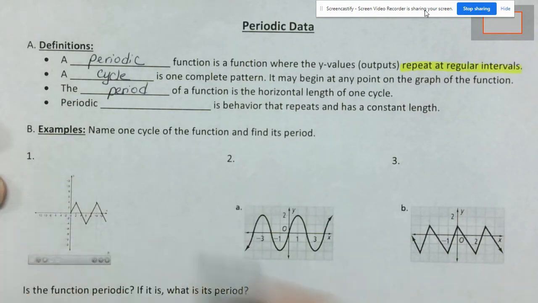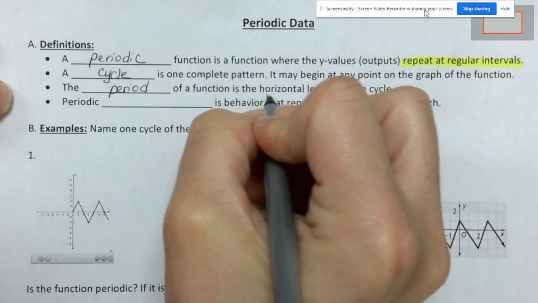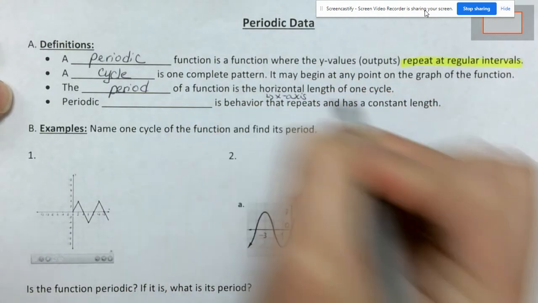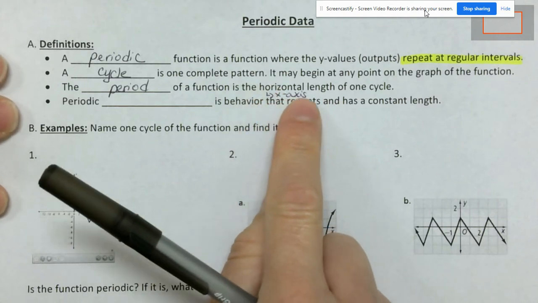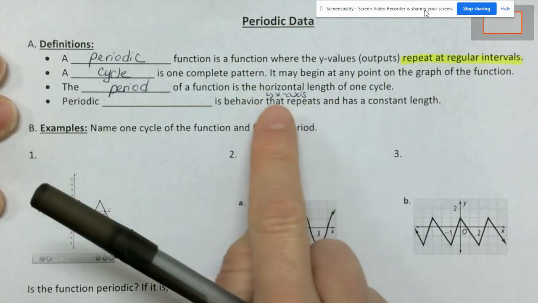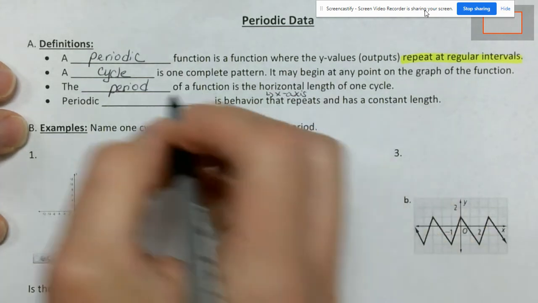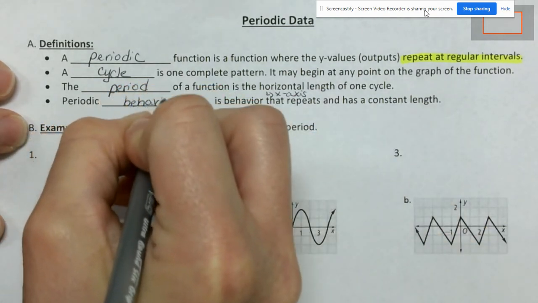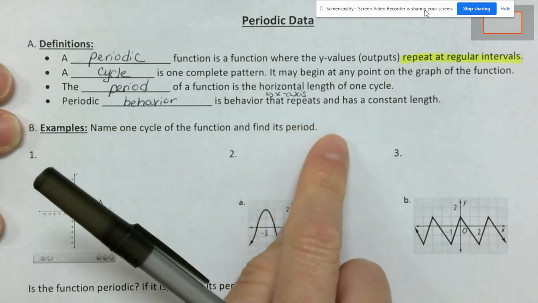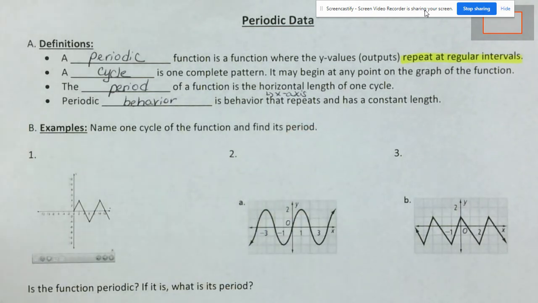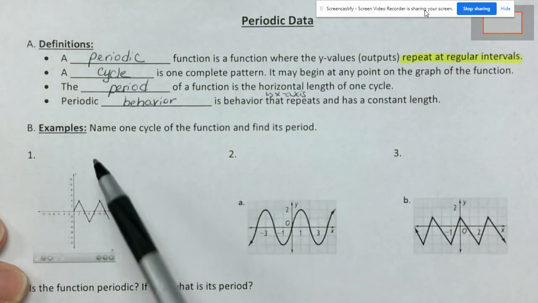So when we look at these examples, a period is how long it is on the x-axis, the horizontal length, that's the x-axis. So if you need to write that in here, that's the x-axis. So how long is it until this cycle starts to repeat itself? So that's what you're looking for. And then the last definition is for periodic behavior, which is the behavior that repeats and has a constant length. So when we talk about that behavior repeating, then we call that its periodic behavior. So let's see how we would use these examples to work some problems.